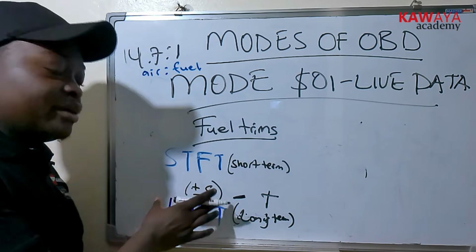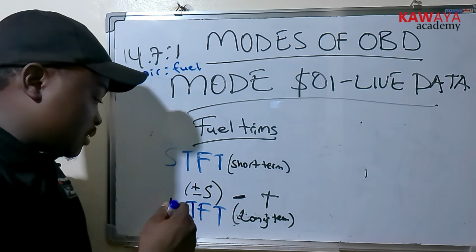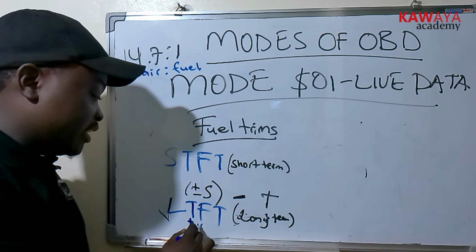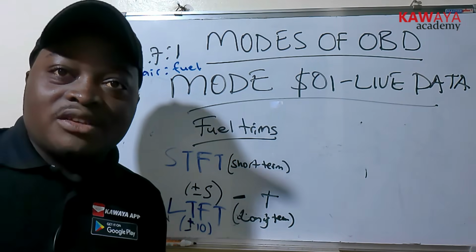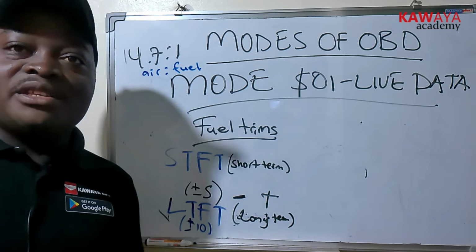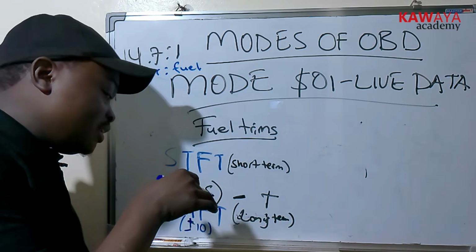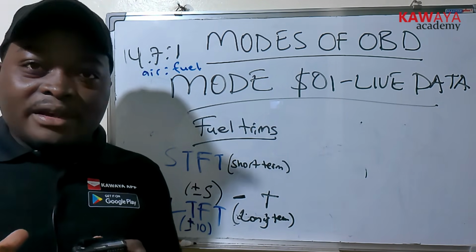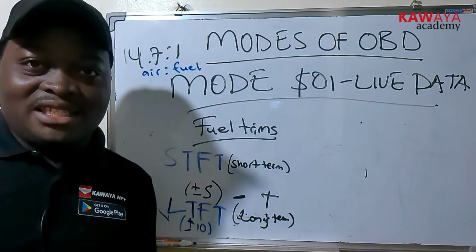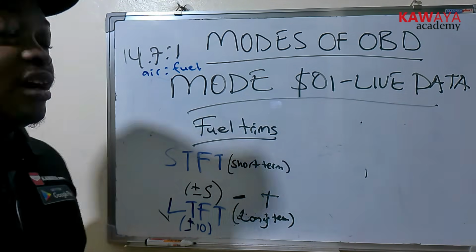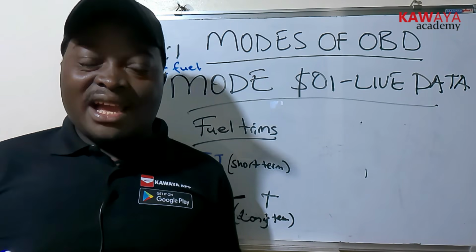The good range of the long-term fuel trim is usually between plus or minus 10. And it is also the same case. If you see a positive long-term fuel trim, it means that we are adding fuel. If you see negative, it means that we are subtracting fuel, or reducing the fuel being delivered to the engine. Now, for you to understand fuel trims, you need to understand something called lean and rich.